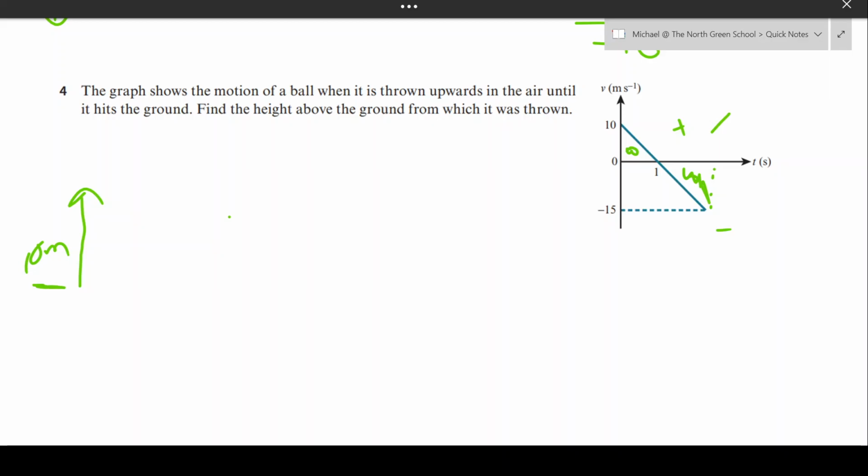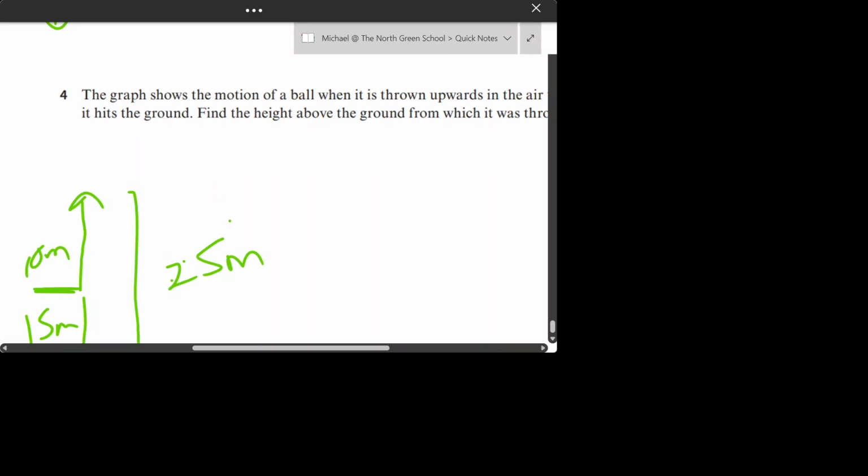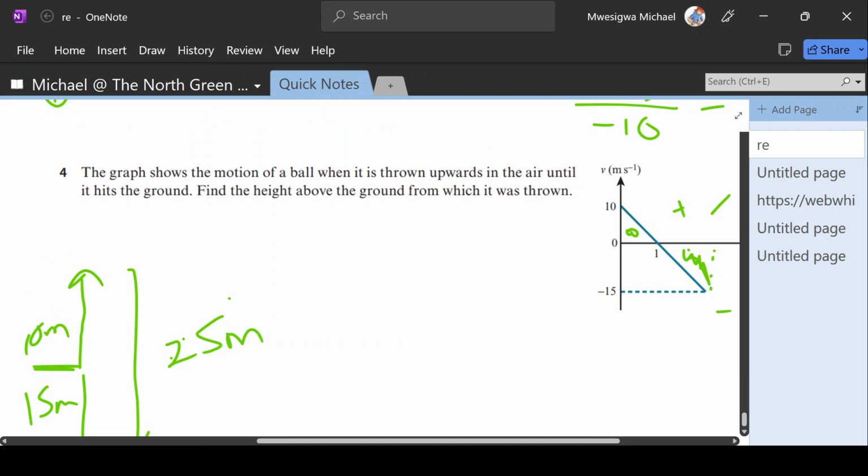So here is where it was thrown. It was thrown somewhere there and it went 10 meters upwards. And then this area down here shows how far it fell back down. So if it fell back down another 25 meters, that tells us that it was actually thrown 15 meters from the ground, because it went up 10 meters into the sky, then it fell all the way back down 25 meters. So 10 plus 15 is 25. That means you are standing 15 meters above the ground when you threw it. And that's the idea we're going to use to think about this whole question.